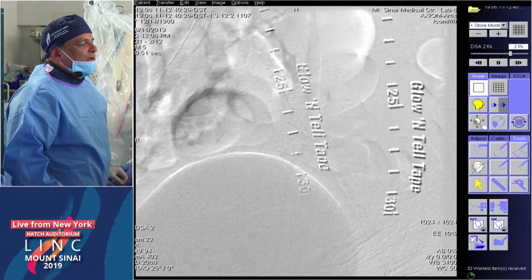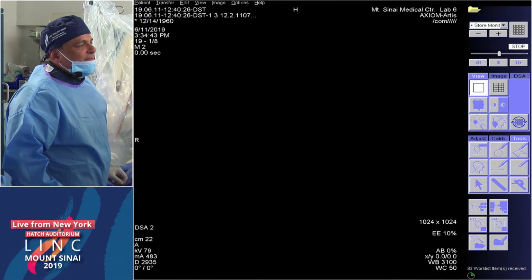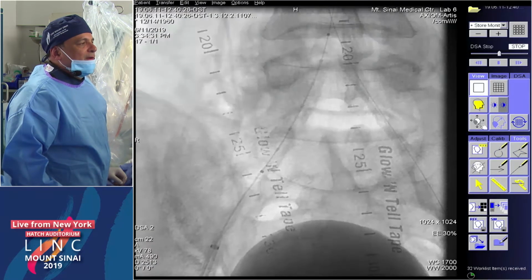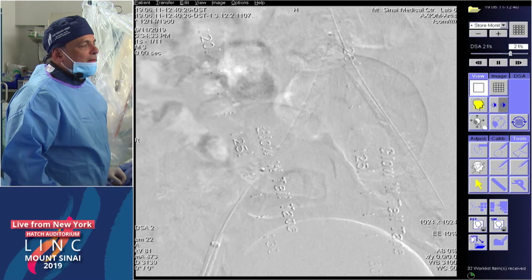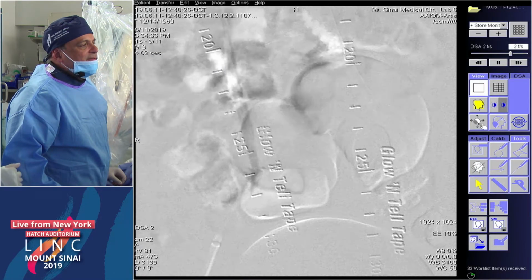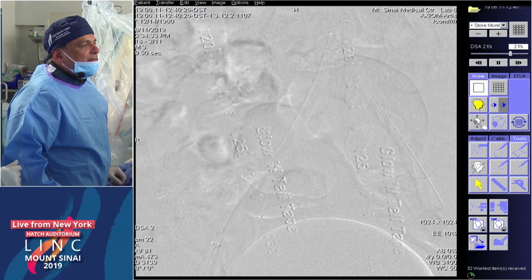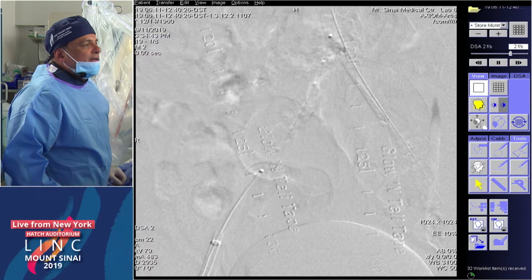One more. You can see here, show the lesion first, guys. Keep going. One more. Okay, so now the balloon will go up. Next. Okay, this is us getting ready to shockwave. Next.